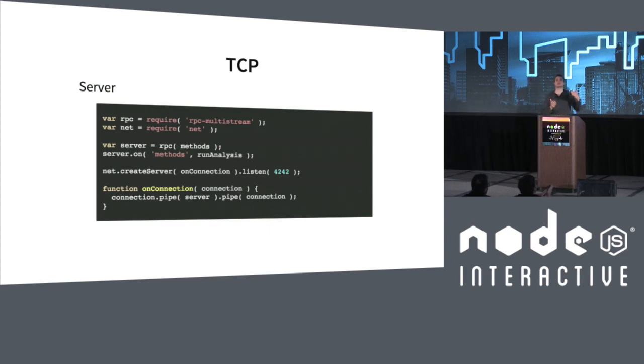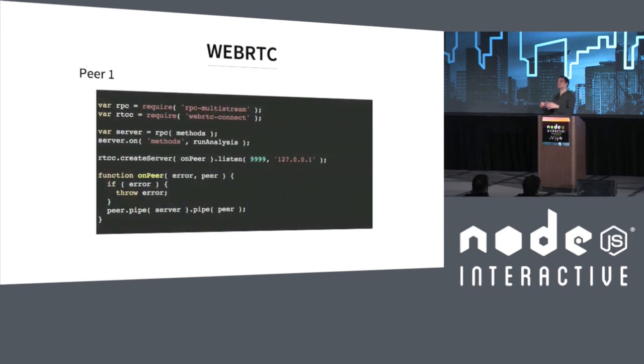The only addition in comparison to the previous example is that you just need to create a TCP server. Once that server is created and a client connects, and you establish that bidirectional communication stream, just like in the previous example, the client can now start asking the server to run the RPC methods. What's really nice about the WebRTC Connect module is that it provides a very similar API to what you might find in the net module.